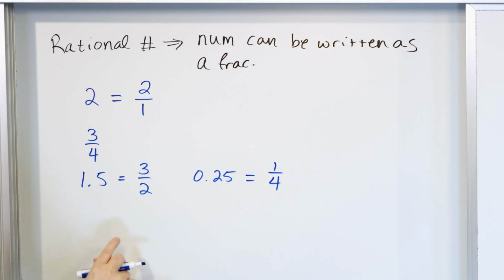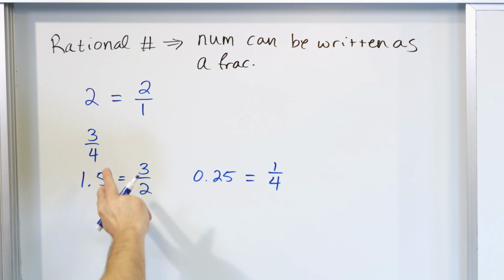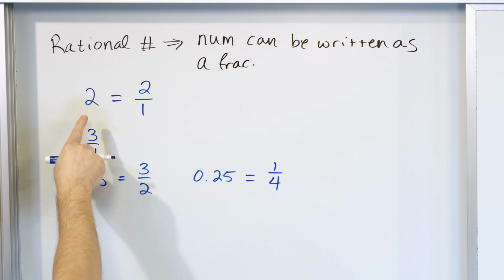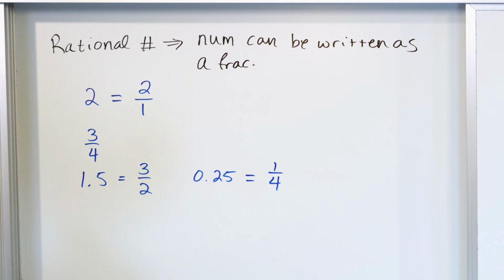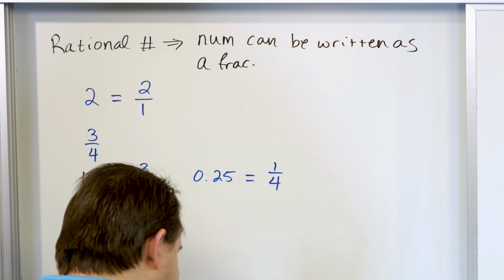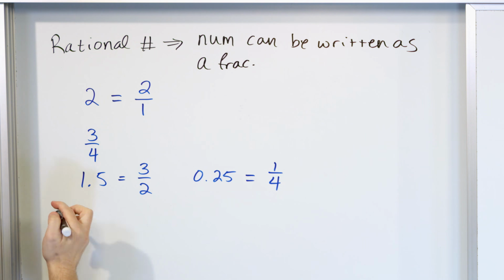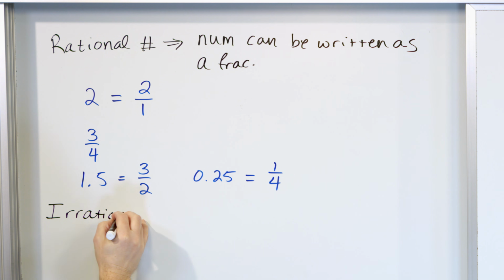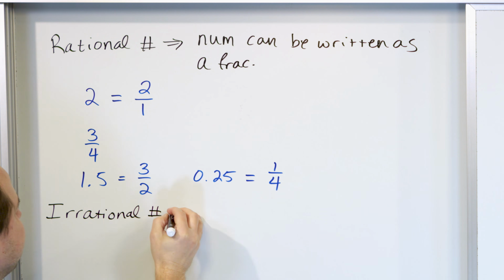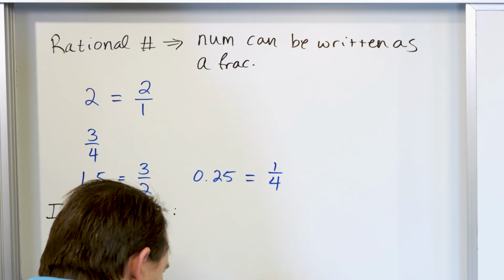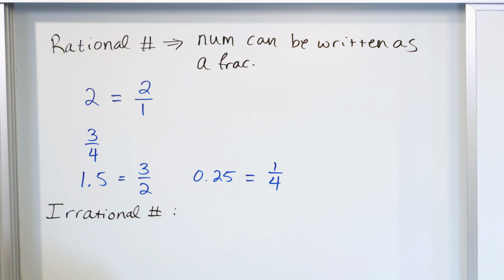So all of these numbers, these decimals here, can be written as fractions, so they're all rational. This fraction, of course, is a rational number because of the same thing, and this can be written as a rational number as well. So you might ask yourself, what's an irrational number? Those are kind of the special numbers, right?